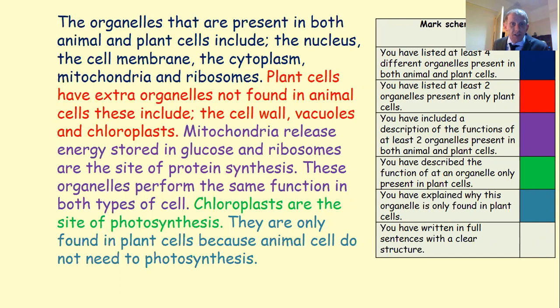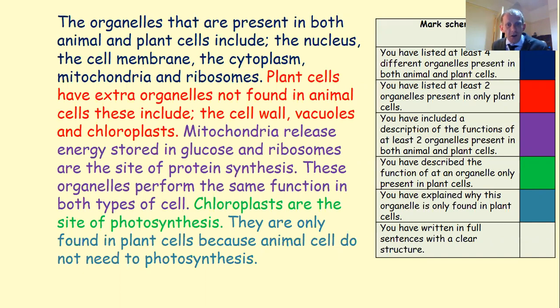Well, I've included that by saying plant cells have extra organelles not found in animal cells. These include the cell wall, vacuoles, and chloroplasts. So I've labelled the organelles that are present in the animal and plant cells and the organelles present only in plant cells. So I've done my similarity and my differences, my compare and my contrast.